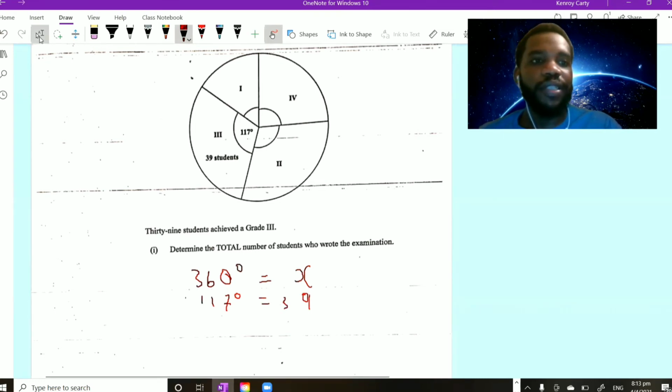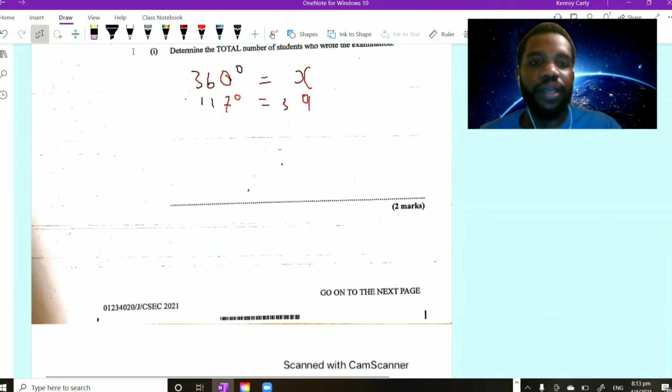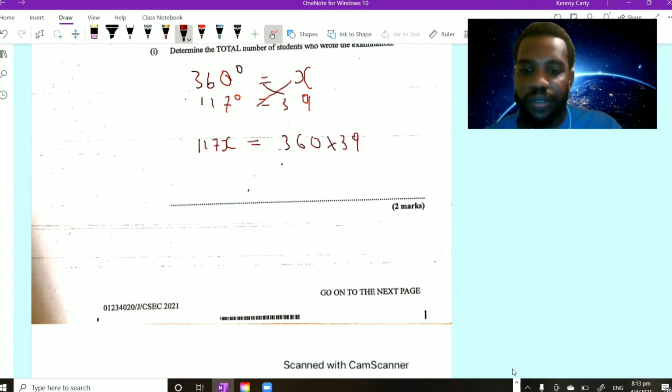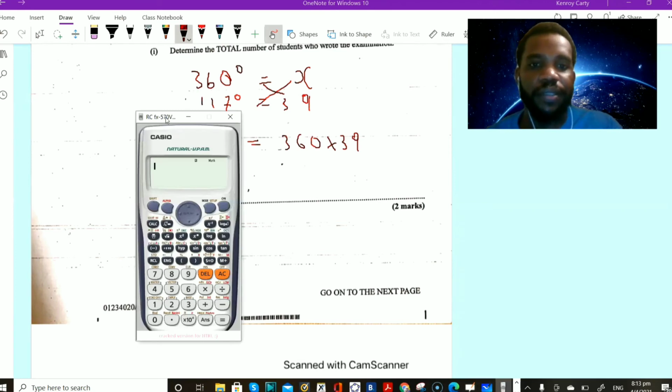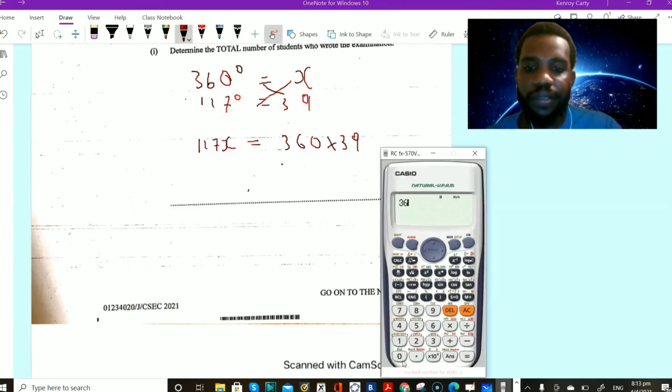Good. So we have a scenario now where we can use our knowledge of cross multiplication to work out the value of x, which is the total number of students. How do I do that? All right, let's go. We say 360, so the total, 117 is x. So we can cross multiply here. So I'm going to have 117x is equal to 360 multiplied by 39. And of course, no better thing to do this than your calculator. So I'm just going to bring that up. All right, here it is. So I'm going to put 360 multiplied by 39. And that's 14,040.